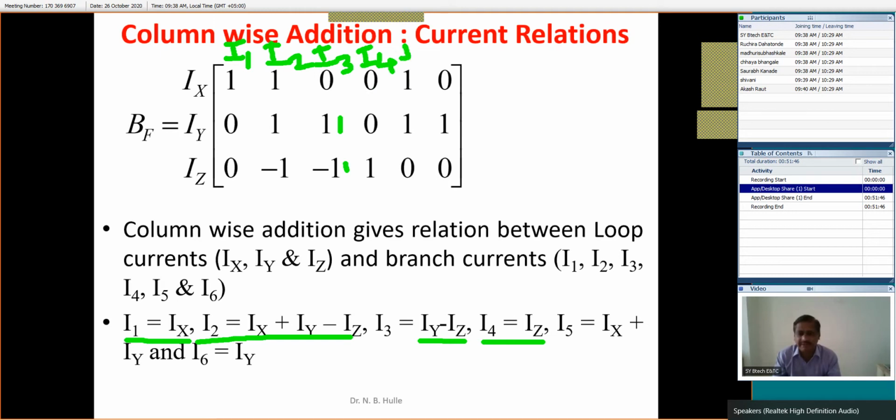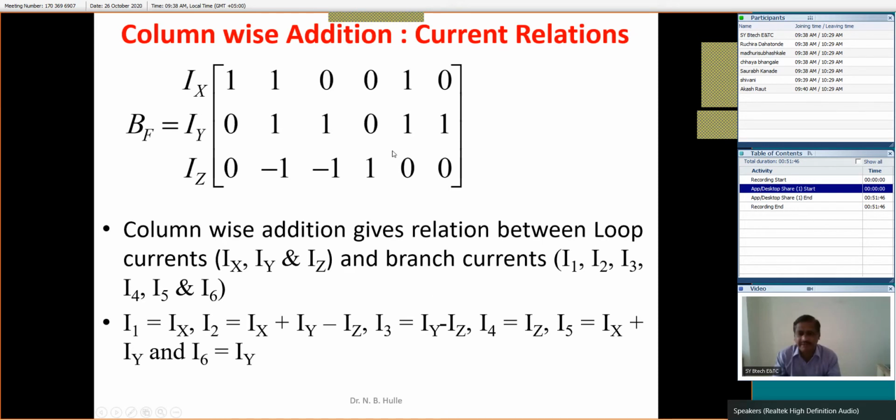How is the I5? Current in the fifth branch, this I5 is equal to Ix plus Iy. And finally, if we are coming back to the branch number 6, in that case, this I6 is equal to 0 Ix plus Iy plus 0 Iz. This I6 is equal to Iy only. This is that particular equation. Is it right?